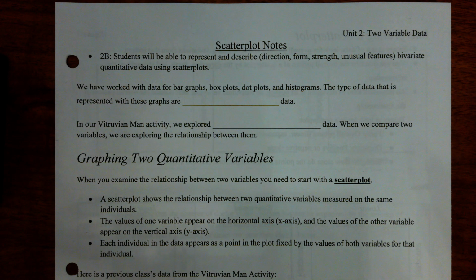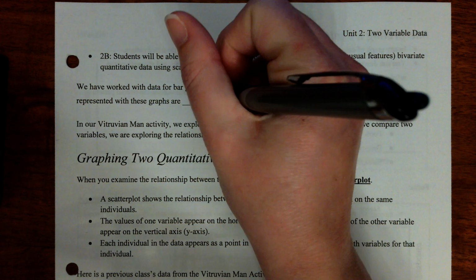All right, so far we've worked with one variable for bar graphs, for box plots, for dot plots, and histograms. And then we looked at two categorical variables. So now we're going to take a look at two quantitative variables. So when we've worked with data for bar graphs, box plots, dot plots, histograms, and that type of data, because we're looking at one variable, it is called univariate data.